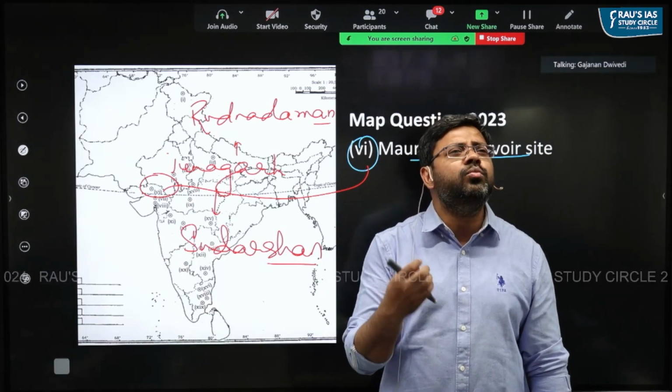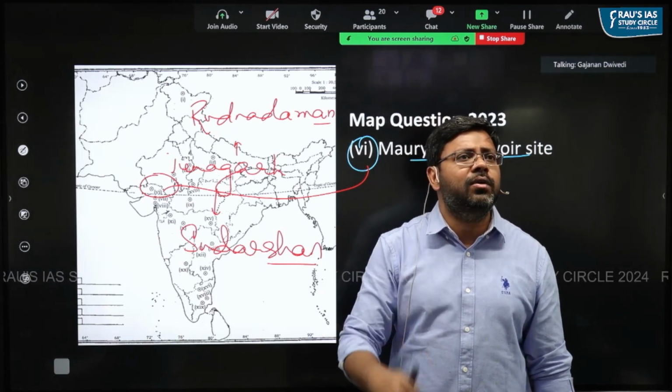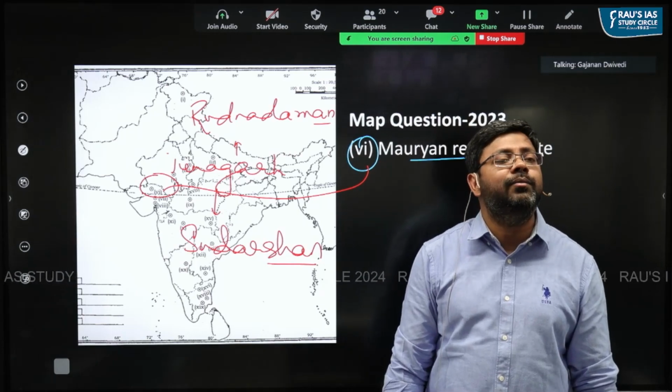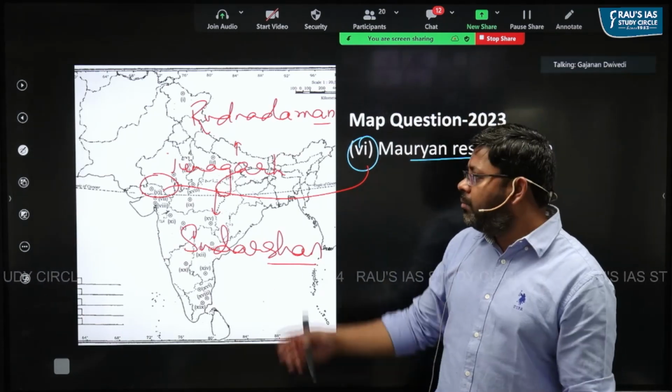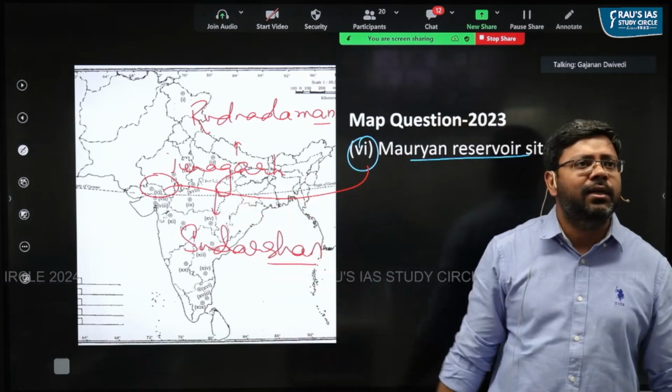Junagadh inscription, a super important inscription. The first long inscription in pure Sanskrit was the Junagadh inscription by Rudradaman. The 6th is the site. Is this difficult?